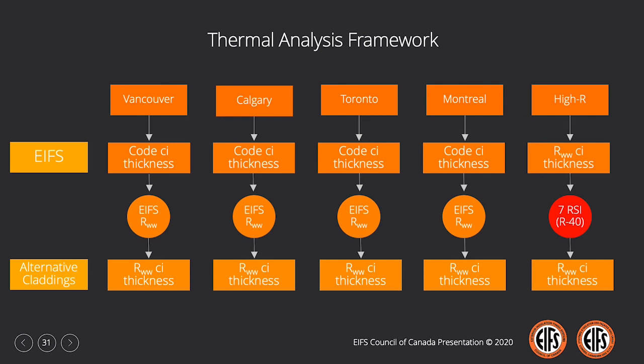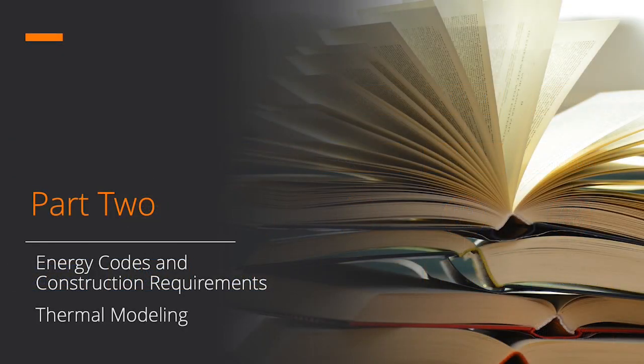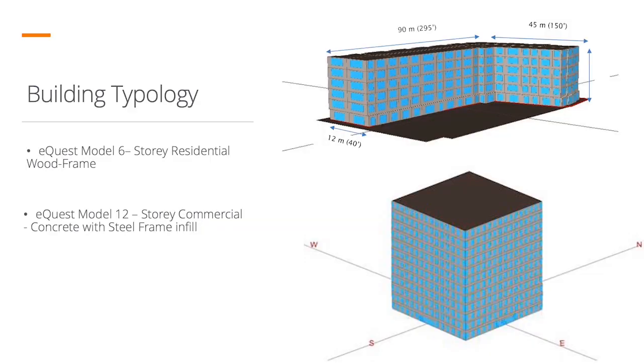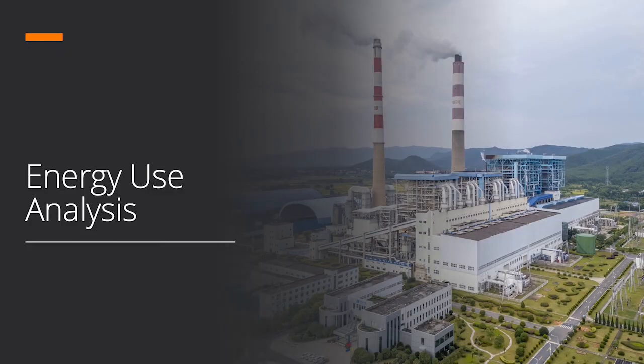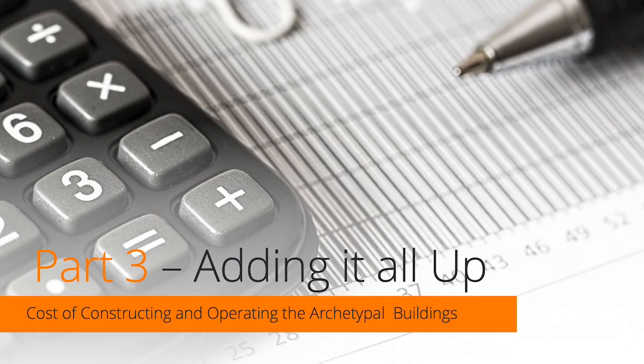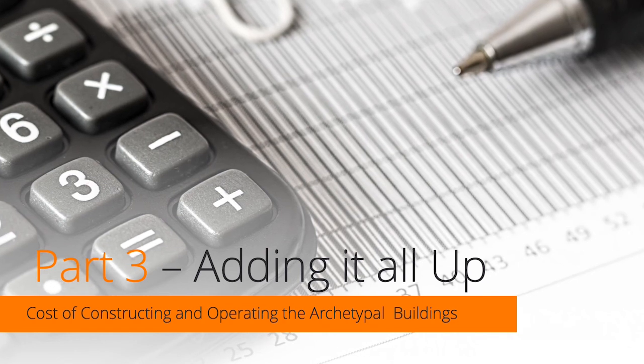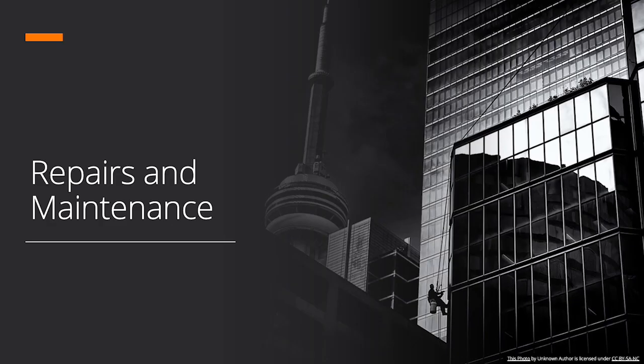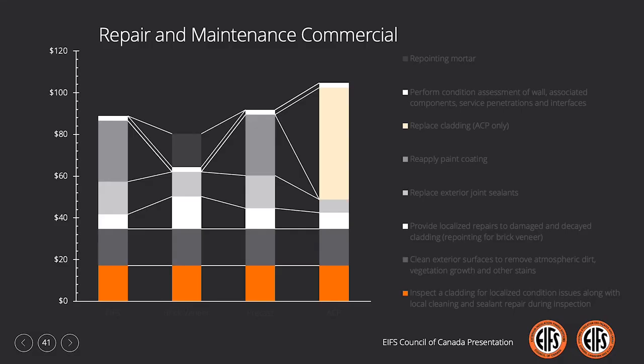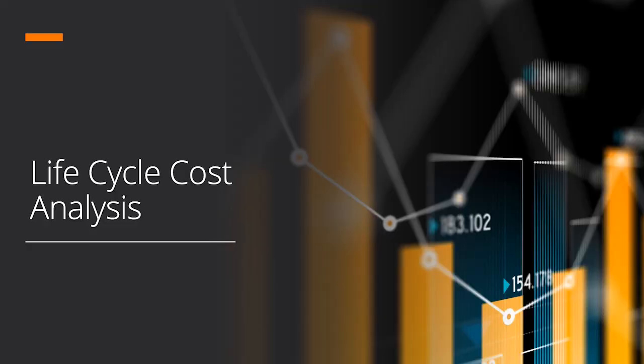So that wraps up this part of the video series. I hope you'll join me on part 2, where we'll look at energy codes and construction requirements, as well as the thermal modeling for our building types, our 6-story wood frame and our 12-story commercial building. We'll look at energy use and corresponding analyses. In part 3, we begin adding all of the inputs together, looking at repairs and maintenance and related costs over a 50-year service life. And that all comes together in our life cycle cost analysis.